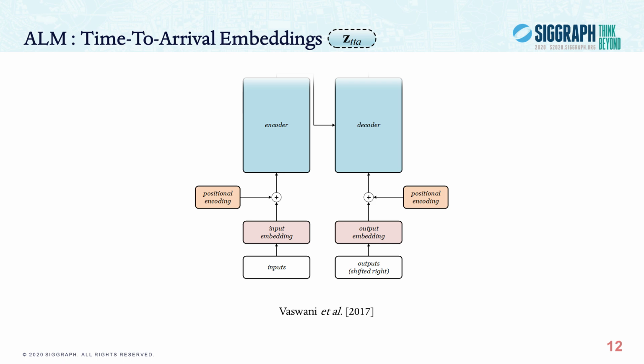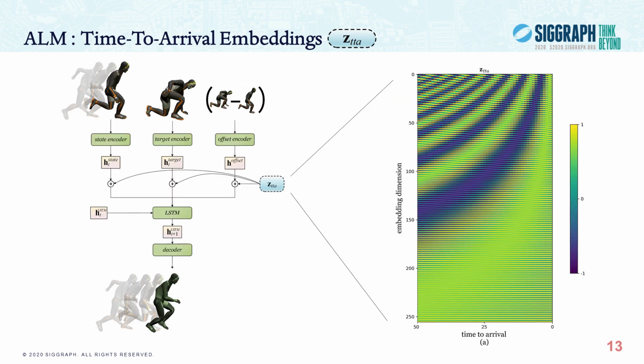It is based on the positional encodings used in the popular transformer networks from the natural language processing literature. Transformer networks use positional encodings to give word embeddings a notion of position in the input sentence. In our case, computations of our modifiers are based on the remaining time steps before the target keyframe, or time to arrival. Here's a visual depiction of the TTA embedding.